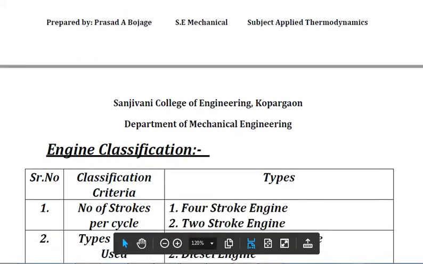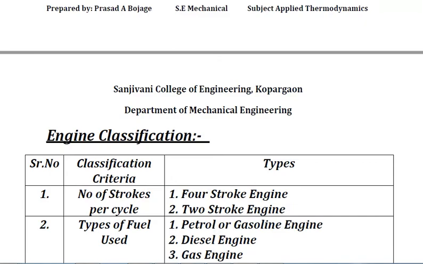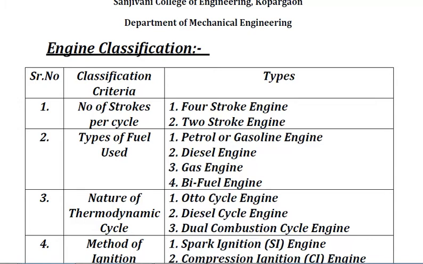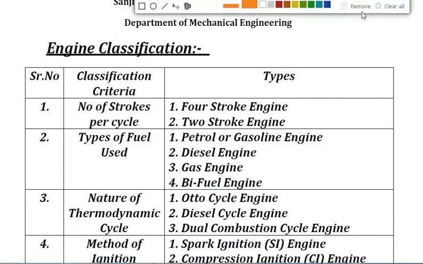Now let us go through how engines are classified. Engines are classified based on many criteria, so accordingly we will see one by one. The first criteria is number of strokes per cycle, that is, how many strokes per cycle the engine is using. In that category we have a 4-stroke engine and a 2-stroke engine.